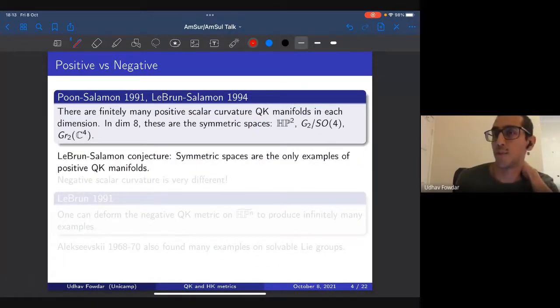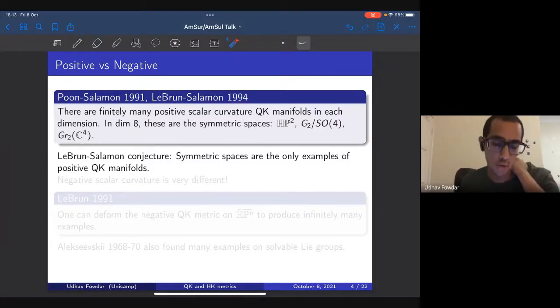So you might wonder, what is the difference between the positive and the negative case? Well, here are some classical results by Poon-Salamon and LeBrun-Salamon. LeBrun-Salamon, back in 1994, showed that in every single dimension, there can only be finitely many positive scalar curvature Quaternion-Kähler manifolds. And Poon and Salamon previously had shown that in dimension eight, there are only three examples, and these are in fact symmetric spaces. These are HP^2, G2 over SO(4), and the complex Grassmannian of two planes in C^4. More generally, what is known as the LeBrun-Salamon conjecture asserts that symmetric spaces are the only examples of positive scalar curvature Quaternion-Kähler metrics which are complete. So compact examples of positive Quaternion-Kähler manifolds are only symmetric spaces. And I believe so far, this conjecture has been proven up to dimension 16, maybe even higher, I'm not sure.